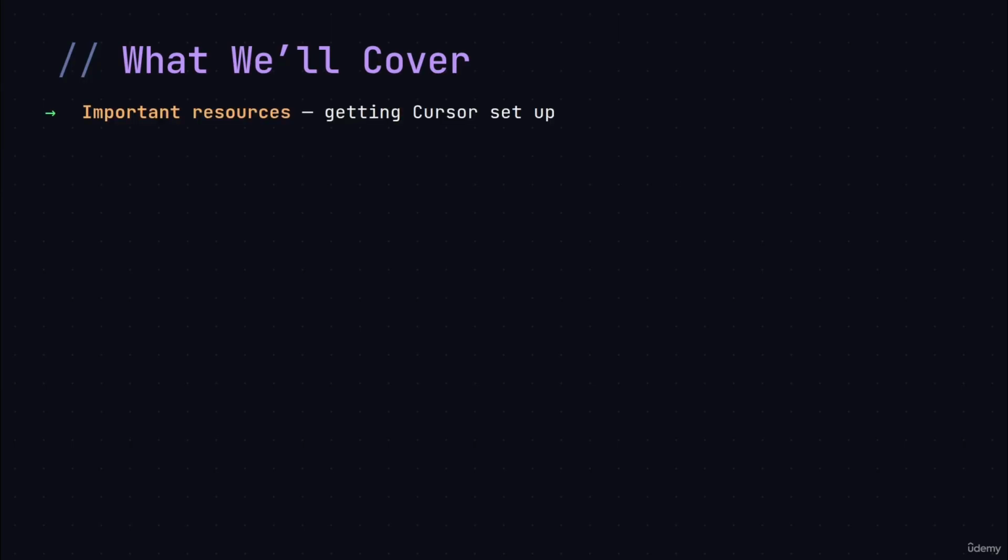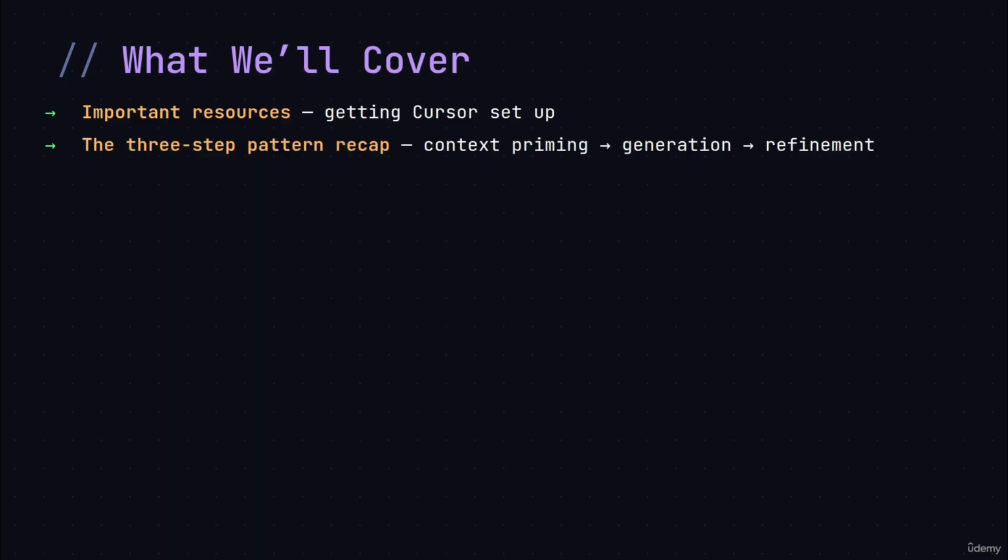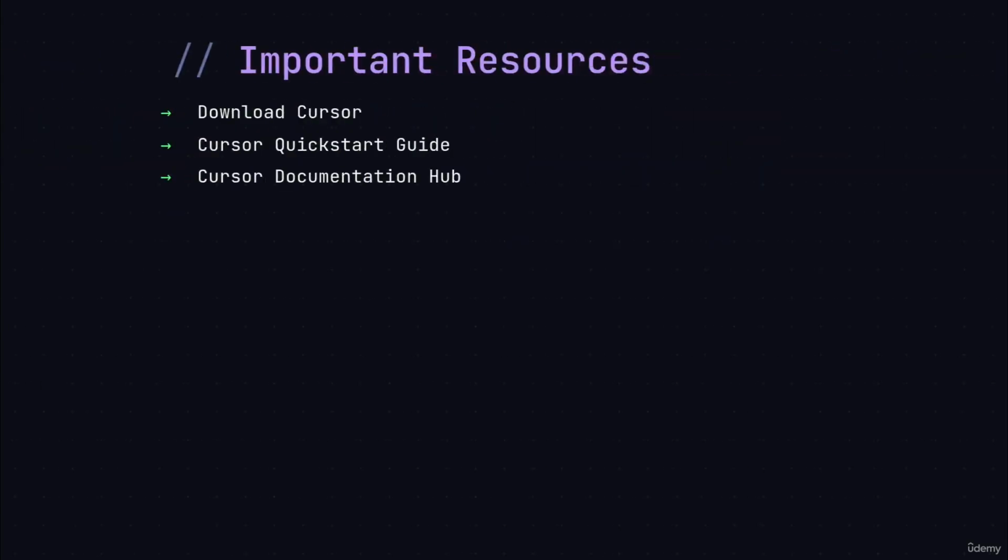First, I'll provide you with a few important resources to make sure we get your Cursor set up if you haven't done so yet. Then we'll do a quick recap on the three-step pattern, and then we'll practically apply the three-step pattern by doing a live demo where we'll generate a Jest suite for process order items. I'll show you how this code looks just now.